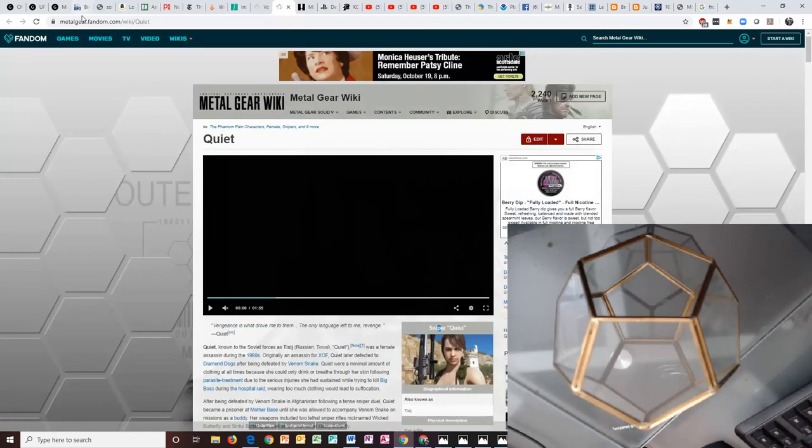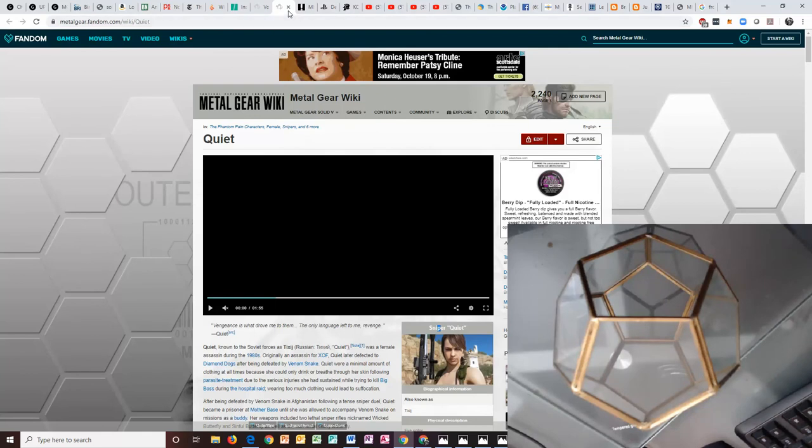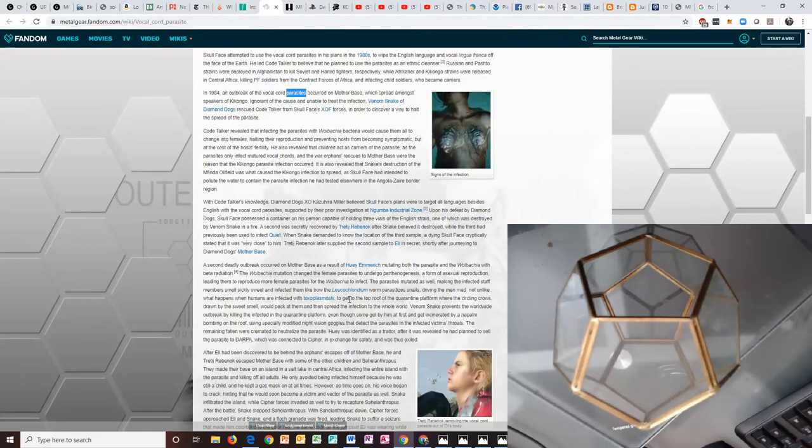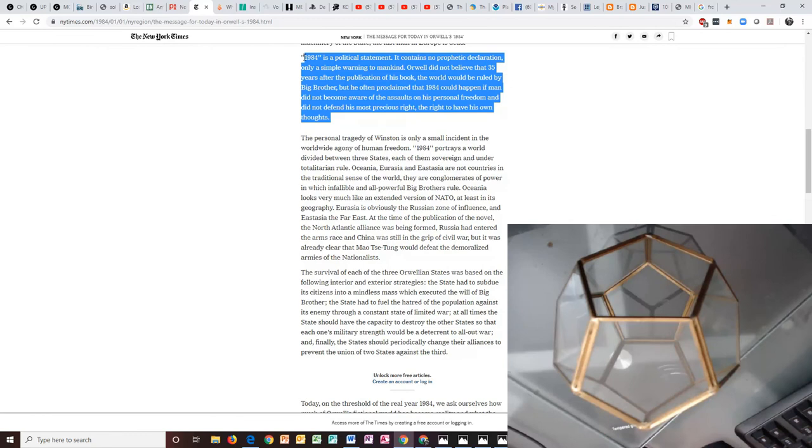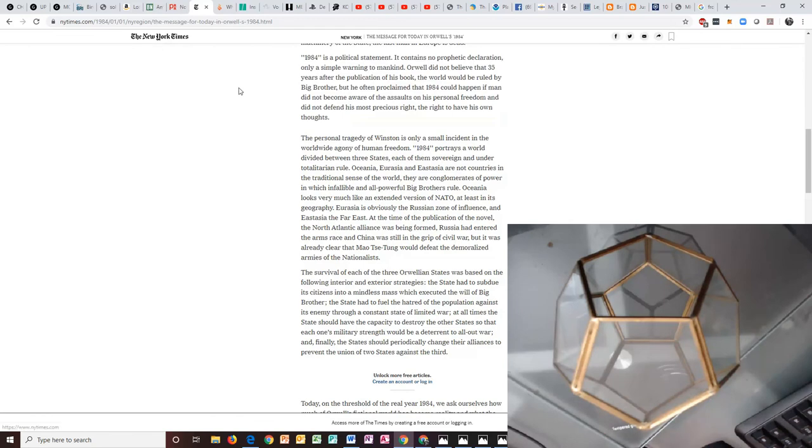It's a story by the end that you probably don't care about, but honestly, it's all a very interesting tie-in, because 1984, of course, as we also know, is a very important year for censorship in general. 1984, George Orwell's novel. As the New York Times states in this actual article written in 1984, it's a political statement. It contains no prophetic declaration, only a simple warning to mankind.